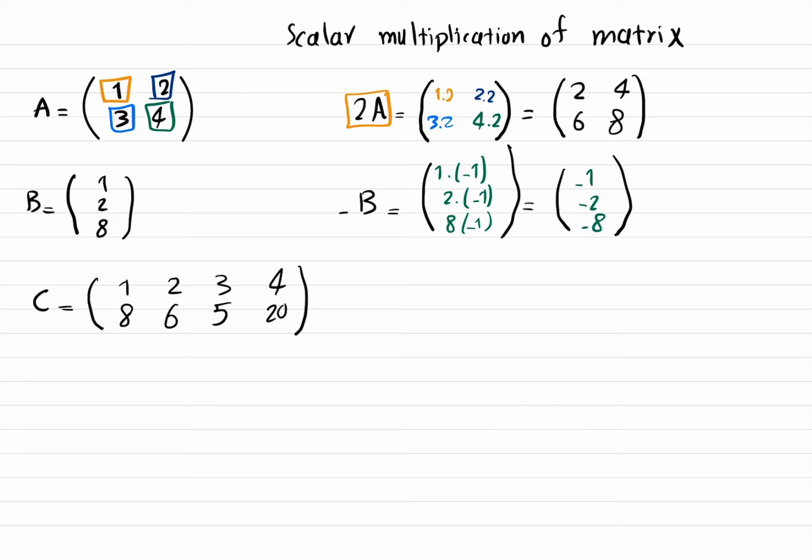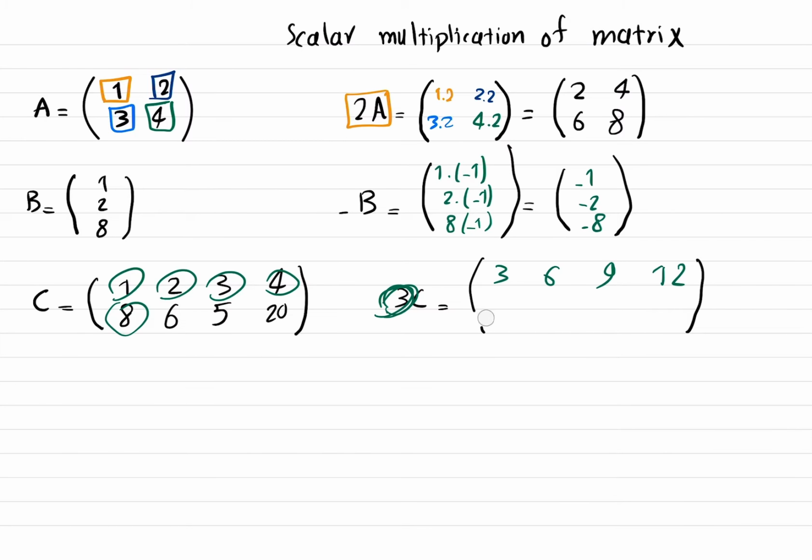And next example, we have matrix C, 1, 2, 3, 4, 8, 6, 5, 20. And we want to obtain, for example, 3C. Okay. Here we have 1 with 3, it will be 3, 2 with 3, it will be 6, 3 with 3, it will be 9, 4 with 3, it will be 12, 8 times 3, 24, 6 times 3, 18, 5 times 3, 15, 20 times 3, 60.